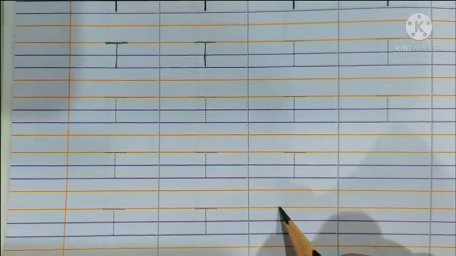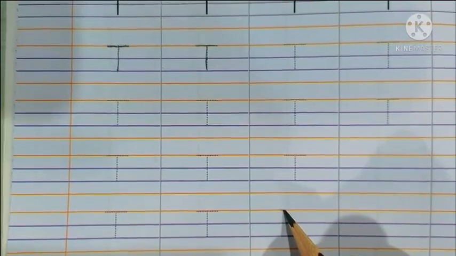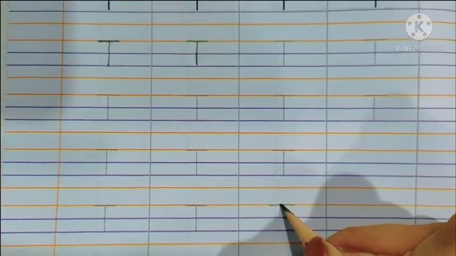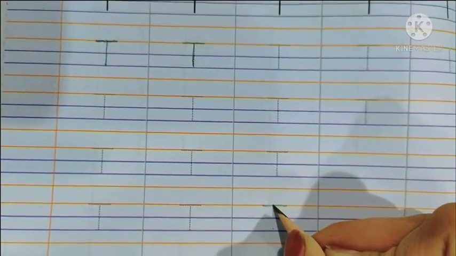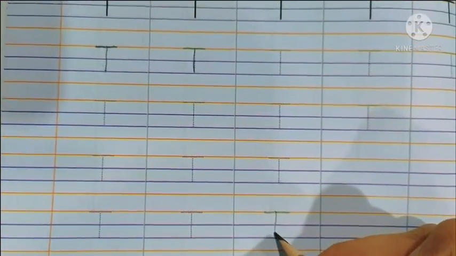Now we will write. We have to draw the sleeping line on this first red line like this, and after that we have to draw the standing line from the red line till the last blue line like this, and this is letter T.